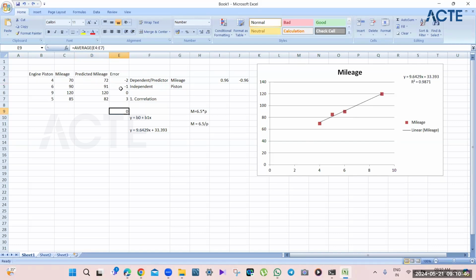Now, once you are good with this, you will say, okay, these slope and intercept are good for any future values. If in future you have any new values, you can straight away do that calculation. Like if tomorrow I have a piston of 15, then this into 15 plus 33.393, and I would be able to tell the predicted mileage. The predicted mileage will be 178 kilometers. So this is what a linear regression is.